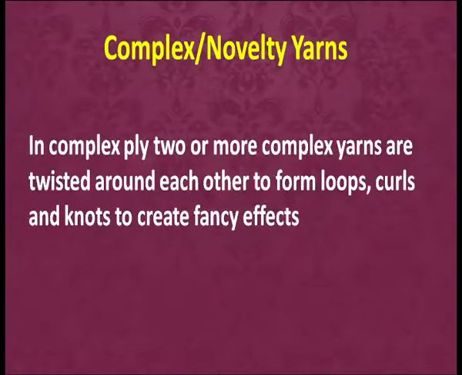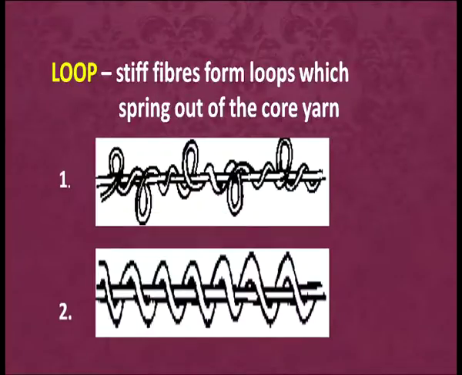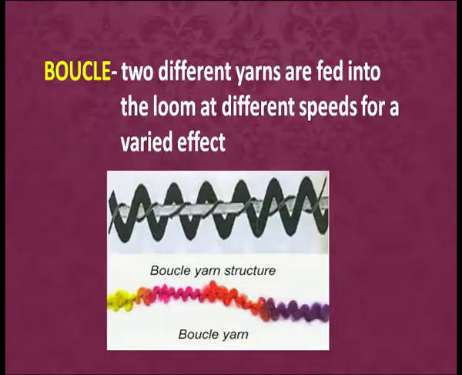Now, in complex yarns we use ply yarns, which may be two or more than two, which are twisted around each other using loops or curls and knots to create fancy effects. If you look at the slide, we've got loops. There is one ply which is running, and on top of that we are using the loops or the twists. It's like coiled over one fine line. So we could also have a yarn where the basic yarn is held tight under tension, and the knobs are built up on it at a very fast speed.